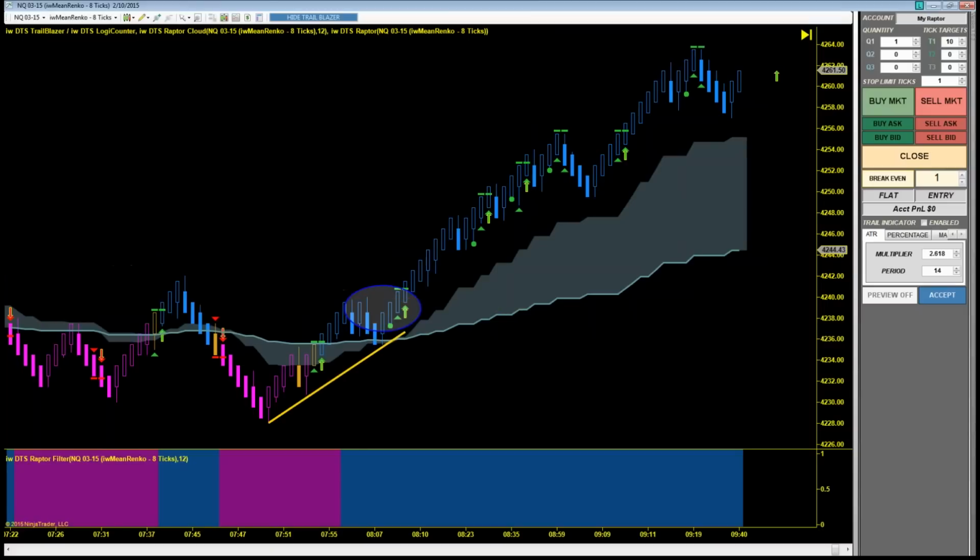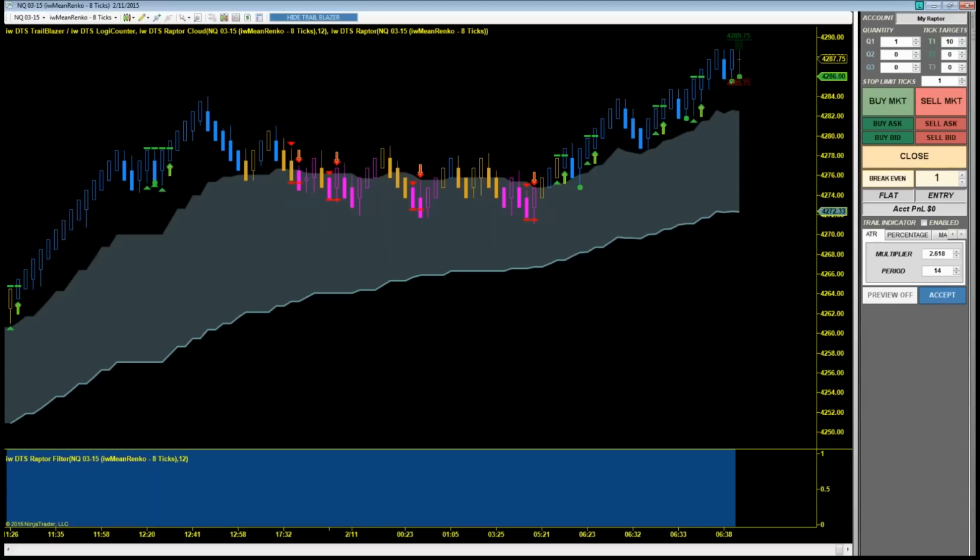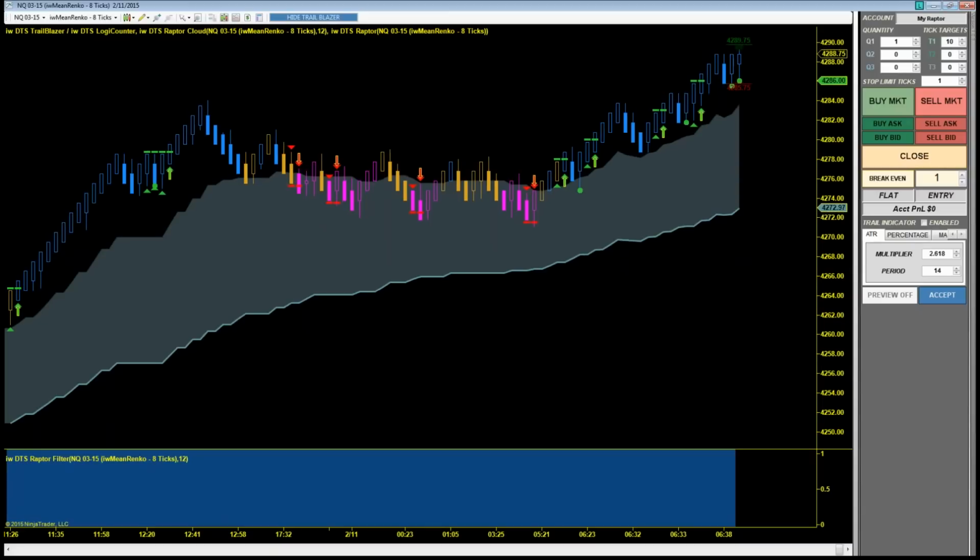This is something that we were looking at yesterday. You can see we had here a trend change signal. Everything fired blue, and you can see we had a great result coming out of there. All right, let me clean this up a little bit.